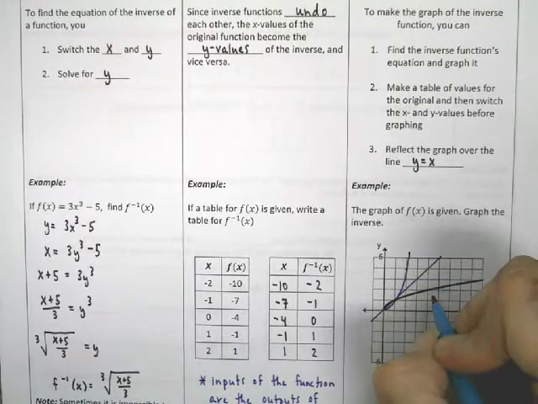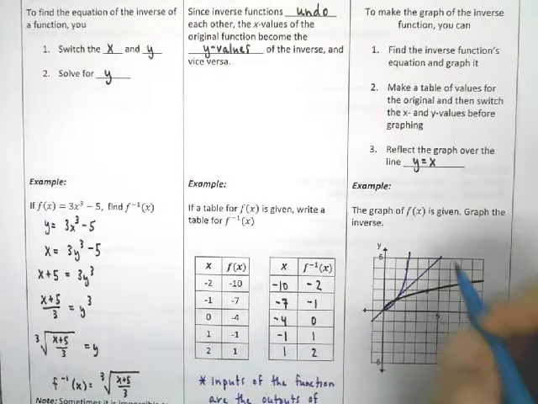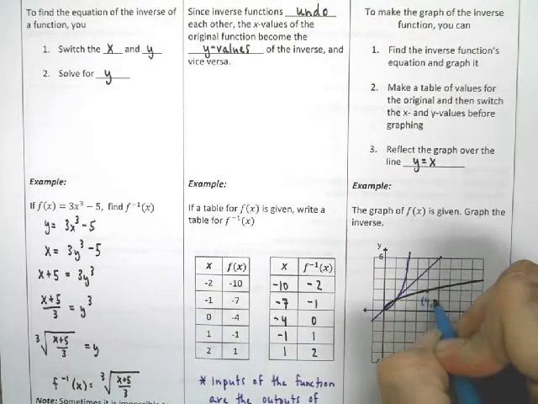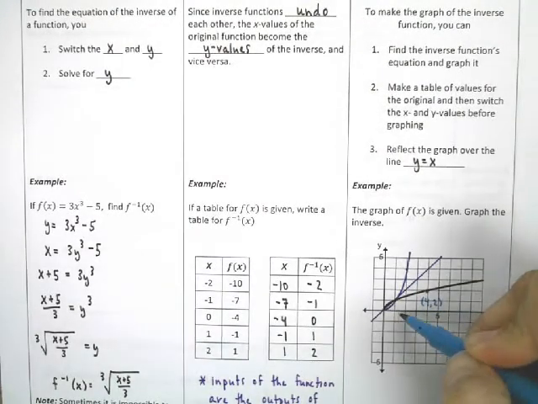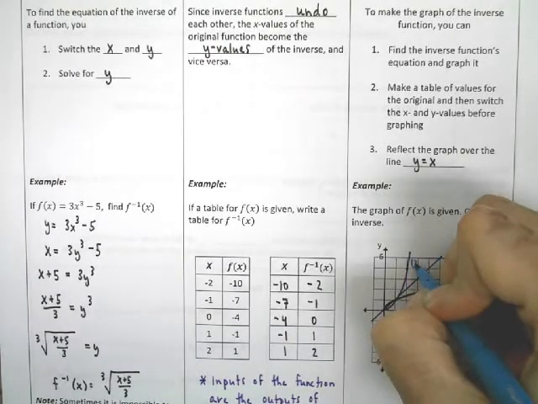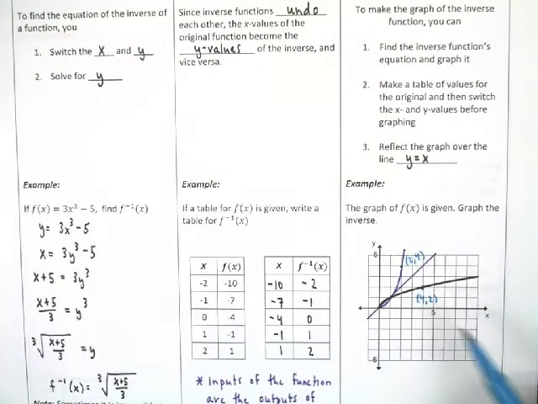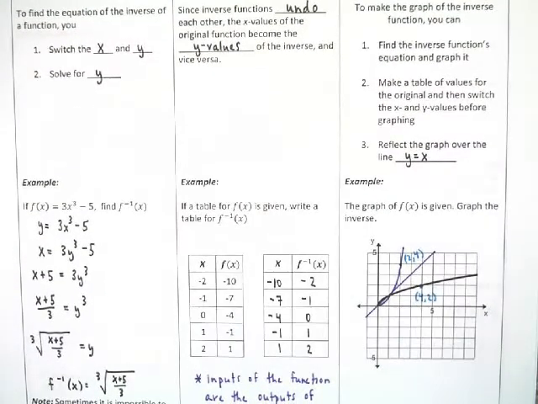Let's take this point on my function. I know that point is (4, 2). If I look on my curve here on the inverse, I have the point (2, 4), which makes sense because we said those x and y coordinates get switched.